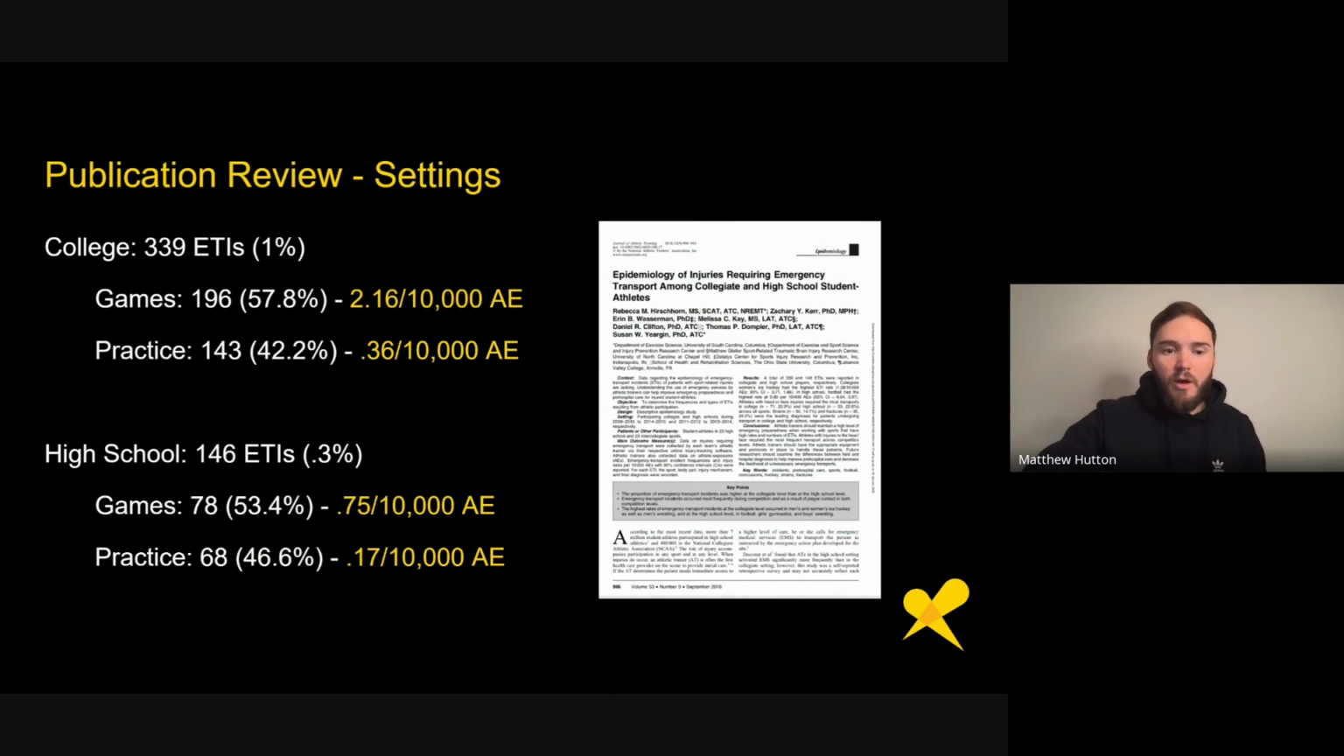The important takeaway from this slide is that the incidence for games was significantly higher for both college and high school, and the risk goes up by about 4 to 8 times. So you really need to be dialed in for games and EAPs, and that's pretty consistent across the literature. That's not just this study. I think pretty much everybody's aware that games pose a higher risk of injury, particularly for emergency transports. Any questions, comments so far?